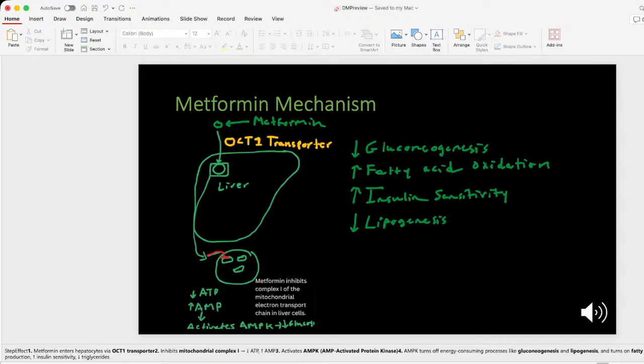It's going to turn off the energy consuming processes like gluconeogenesis and lipogenesis and turn on the fatty acid oxidation. So overall, it's going to increase the insulin sensitivity and decrease the lipogenesis. And so you could see here in the picture, metformin is typically just working within the liver cell here and causing all of these processes, so that there's increased insulin sensitivity this way. The overall net effect is going to decrease the glucose production, so that's good.